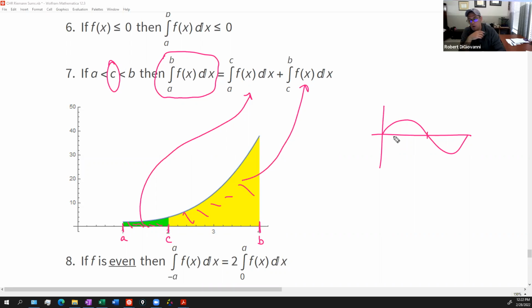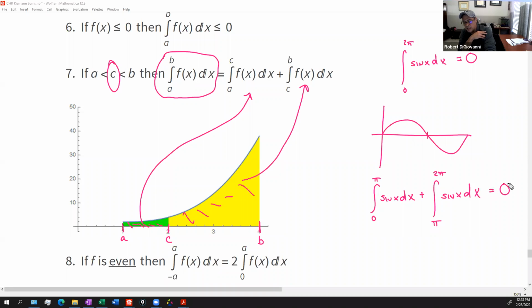I don't know. What we could do is, this was the one we had: integral 0 to 2 pi of sine x dx, right? And the answer we got was 0. This property says we could have gone from 0 to pi first, and then we could have gone from pi to 2 pi. And if I do that, I'm still going to get 0. That's what this property is saying.